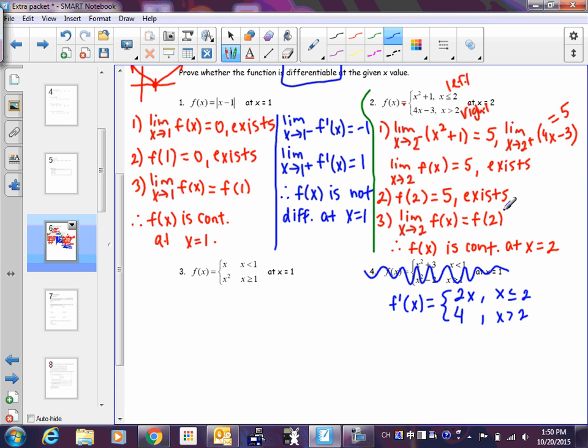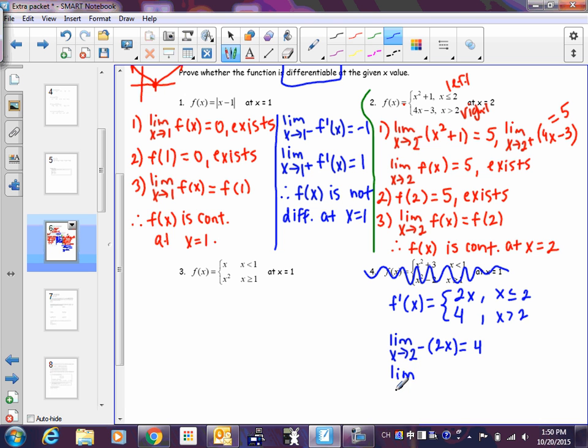We don't have to write out all the steps quite like this. We still need to use good notation, though. We need to say the limit as x approaches 2 from the left, and we're going to go of 2x. And what would that equal? 4. Plug in 2. 2 times 2 is 4.